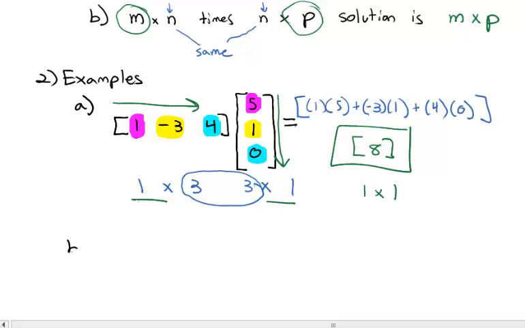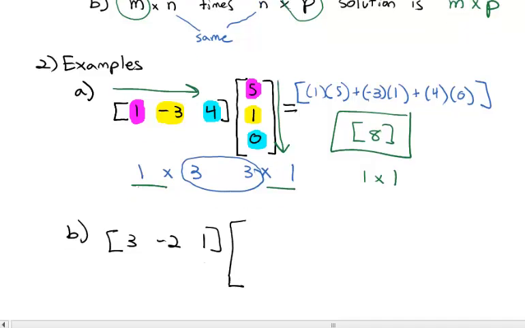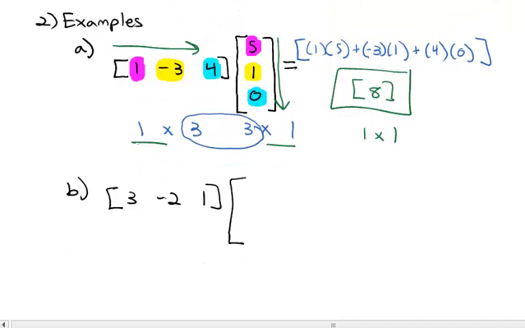So let's try one that's a little more involved. It's going to have one row. We're going to multiply 3, -2, 1 by something that has 2 rows and 2 columns. Actually, let's do 3 rows. Sorry, 3 rows and 2 columns. 4, 7, 1, -2, 3, 1.